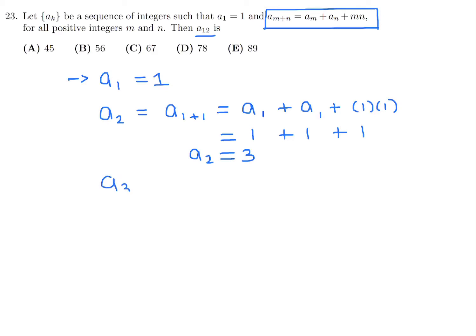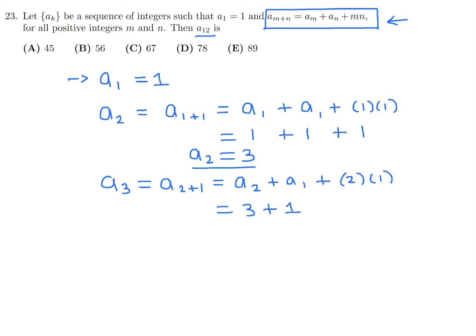Now we move to A3. A3 is A2 plus 1. So using this formula, that would be A2 plus A1 plus 2 times 1, like that. A2 we figured out over here is 3. A1 is equal to 1 right there at the top. And 2 times 1 is 2. So this becomes 4 plus 2, which is 6.